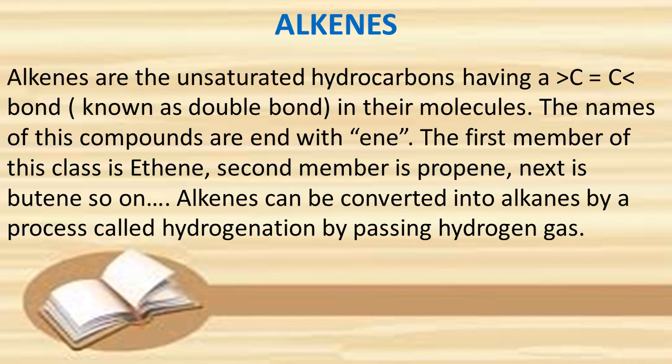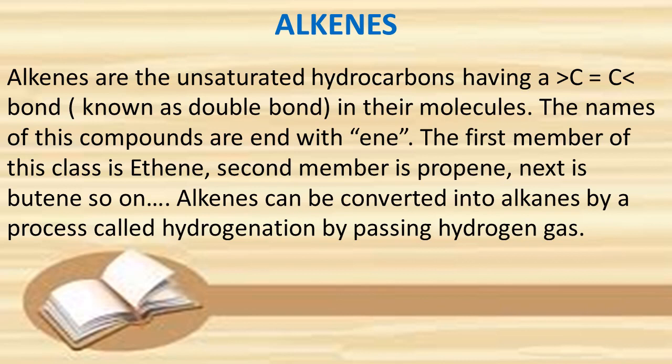Now, as I told, these are unsaturated hydrocarbons. They are not stable, they are unstable. So in order to make them stable, we can convert these alkene compounds into alkanes by a process called hydrogenation, by passing hydrogen gas. When you pass the hydrogen gas, say for example there is ethene, ethene can be converted to ethane, or propene can be converted into propane. This can be done by a process called hydrogenation.